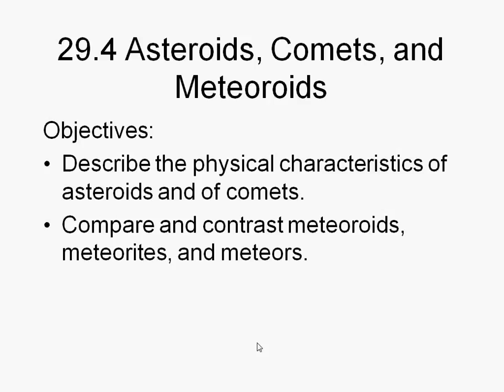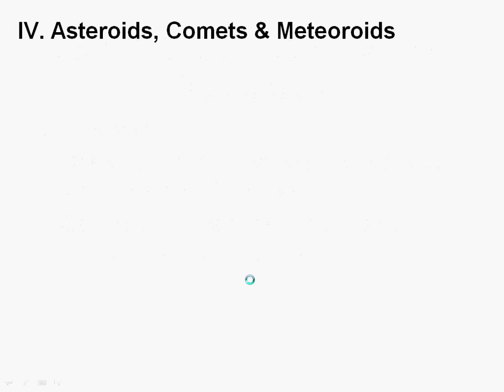So our objectives are going to be describe the physical characteristics of asteroids and comets, and compare and contrast meteoroids, meteorites, and meteors. They all sound similar, a little bit different. So let's go ahead and start.